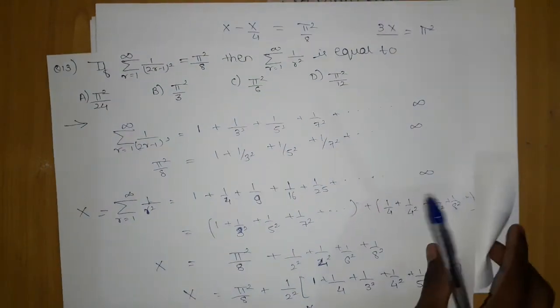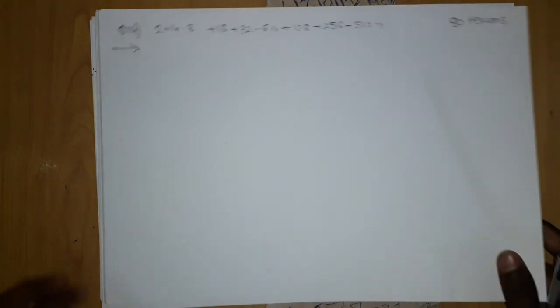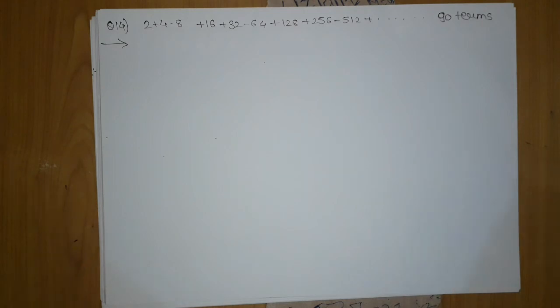Okay, now let's move on. This is the next question, which says 2 plus 4 minus 8 plus 16 plus 32 minus 64 plus 128 plus 256 minus 512 plus and so on till 90 terms.